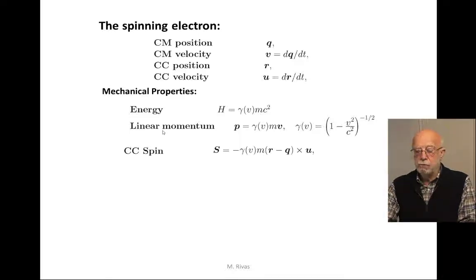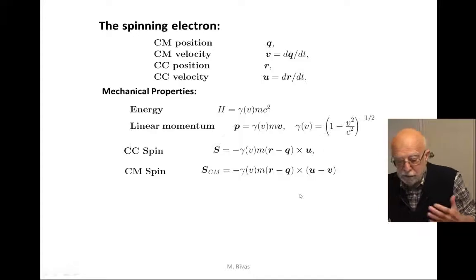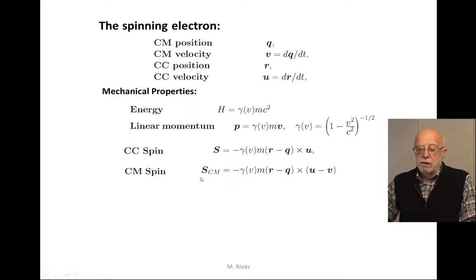the center of charge spin, which is written in this form, and the center of mass spin, which is written in this form. Here only the center of charge velocity appears, and here the differences between both velocities. This structure is obtained through the general formalism when analyzing the invariance of rotations of the dynamical equations of the spinning electron.